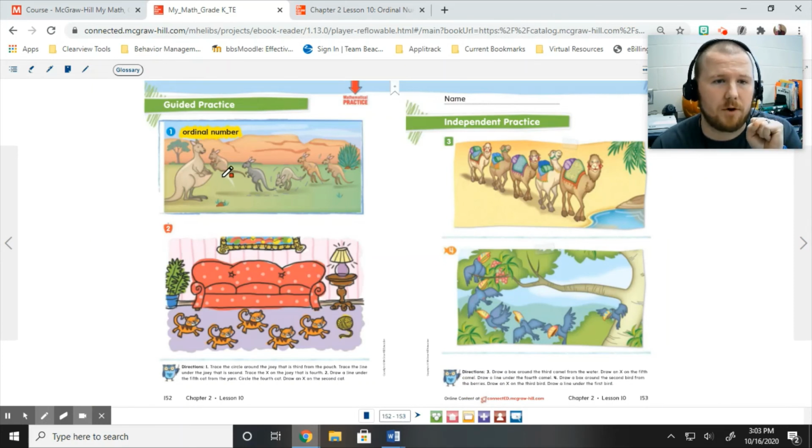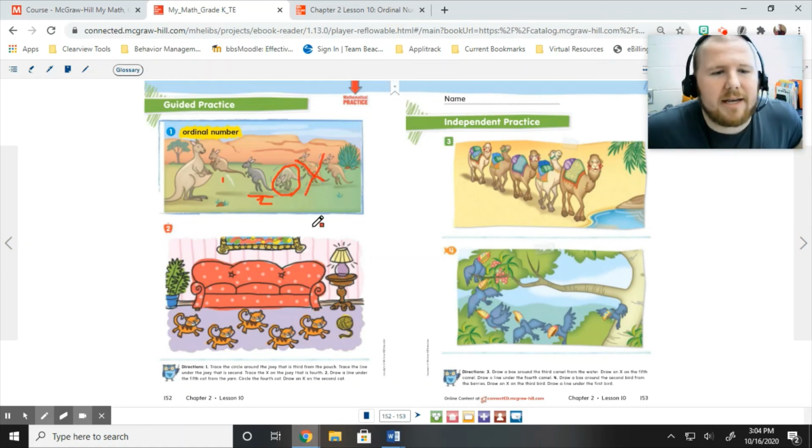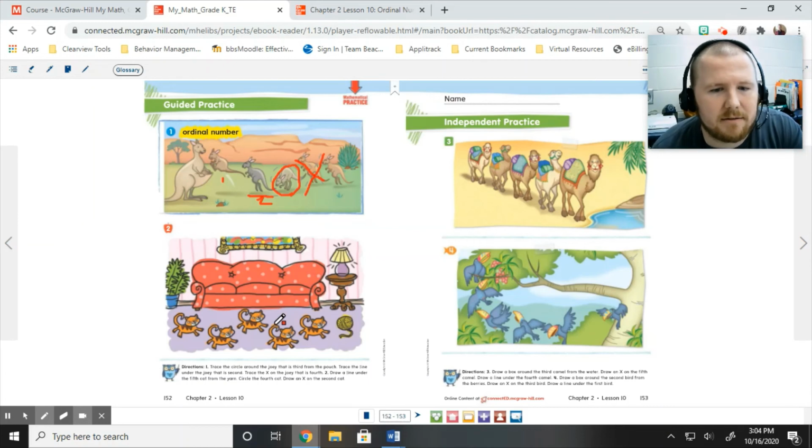We start with first, second, and third. So they want us to circle the third. And then it says, trace the line under the joey that is second. Oh, we already counted that. First, second. And now they want us to draw an X on the joey that's fourth. So let's try again. First, second, third, and fourth. Good. All right.